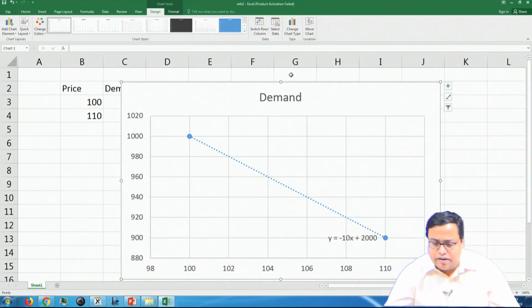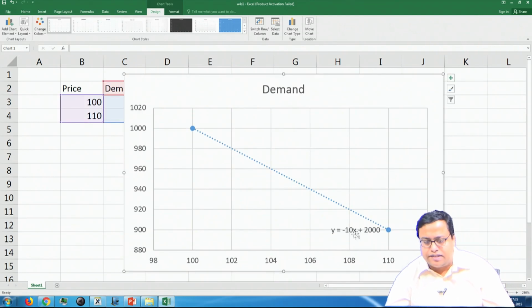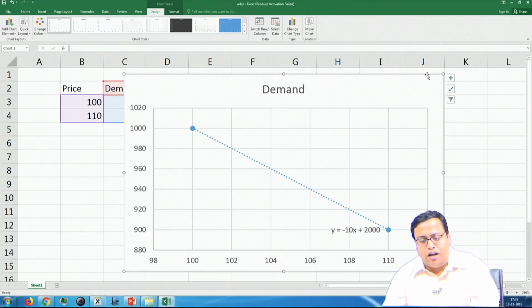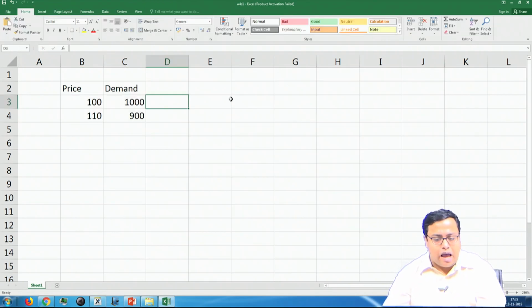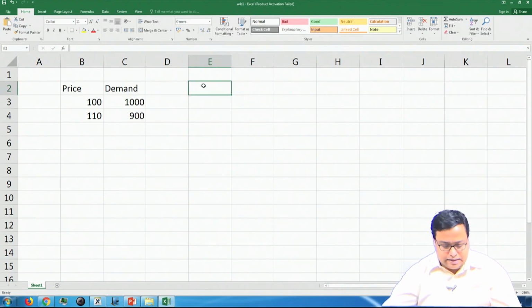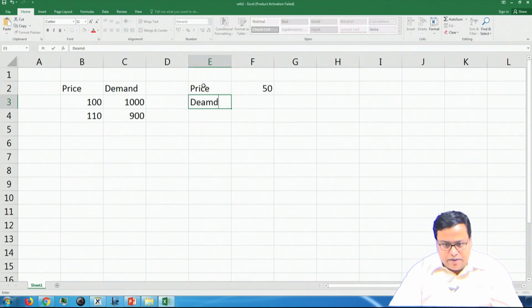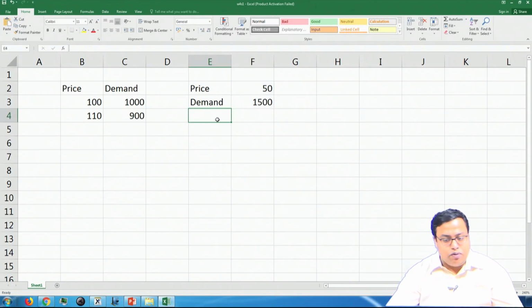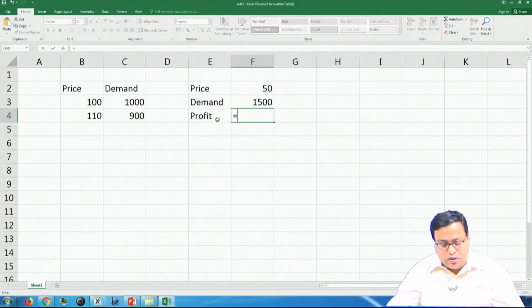It is giving me the equation minus 10x plus 2000, as you see written here. So, 2000 minus 10x is the formula for this particular data. I can say that if the price is, let us say, 50, then the demand will be 2000 minus 10 into this. And if the unit cost is 0, what will be my overall revenue or profit in this case? Remember the unit cost is 0, so it is nothing but demand into price.